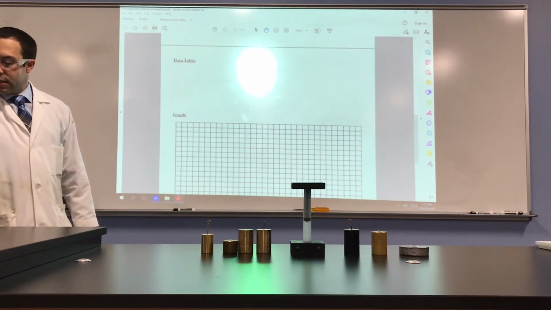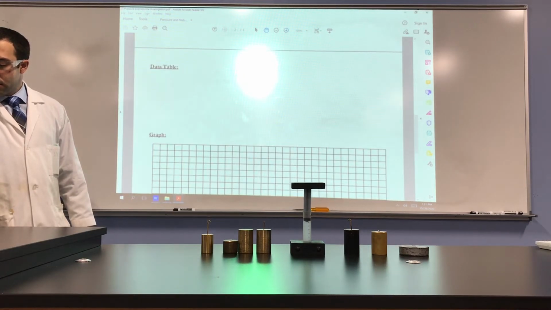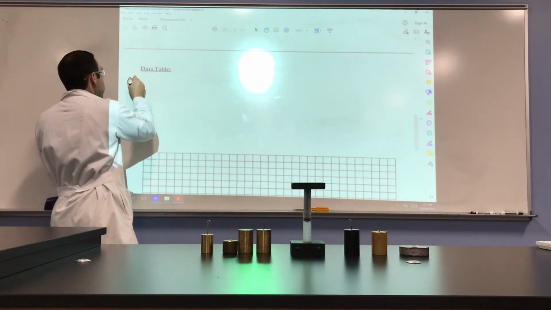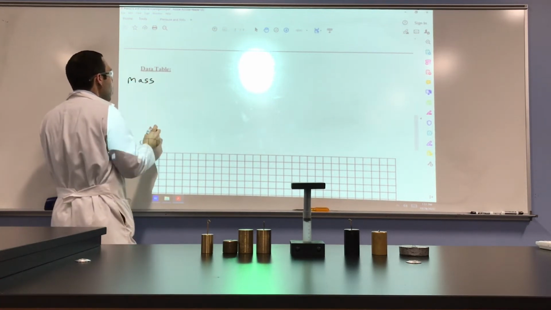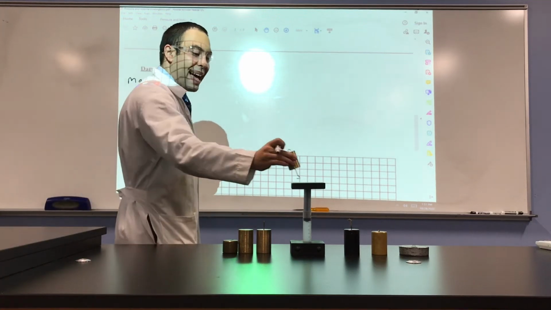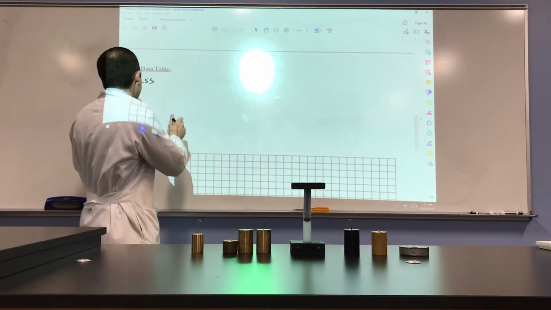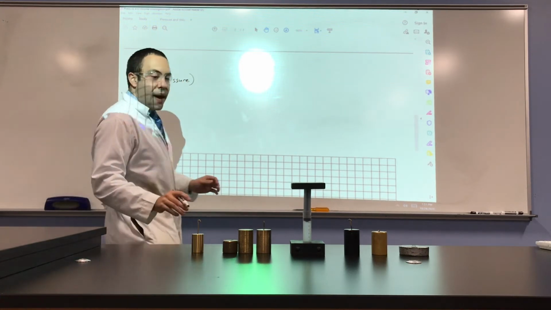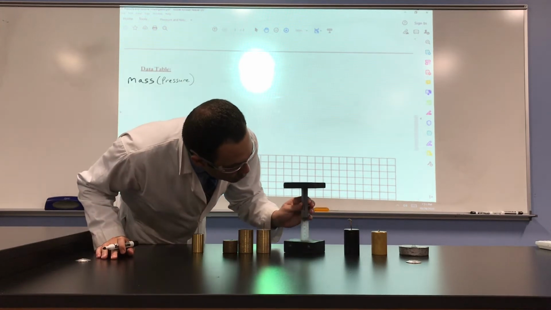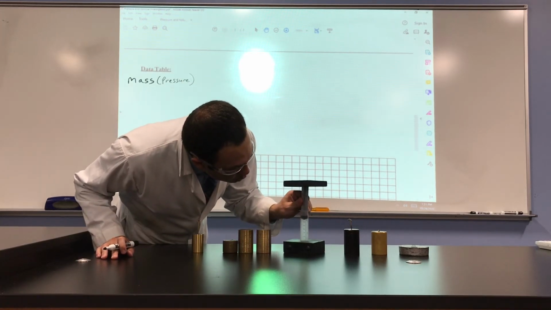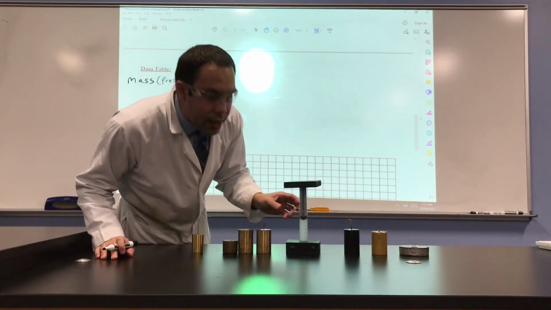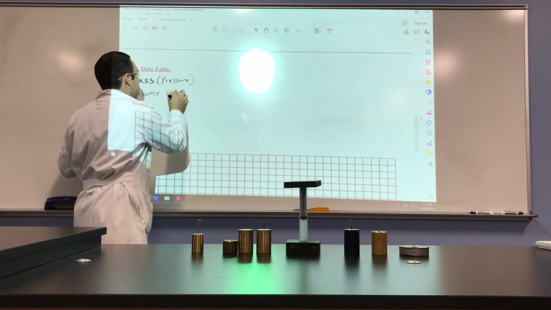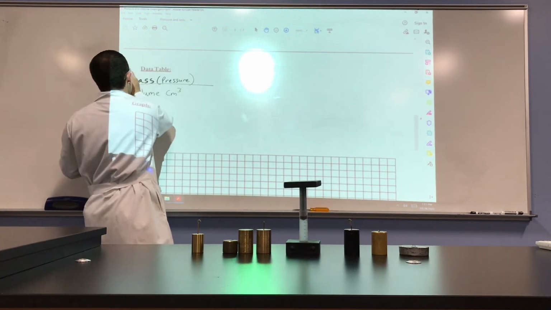So here is the data table. What we're going to do is we're going to have the mass, which, since we're putting the mass on top of the syringe apparatus, the mass will represent pressure. And the volume of the syringe has graduations, which represent volume in cubic centimeters. So we have volume in cubic centimeters. So that is going to be our data table.